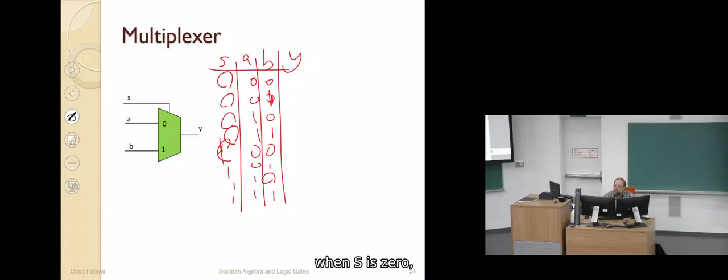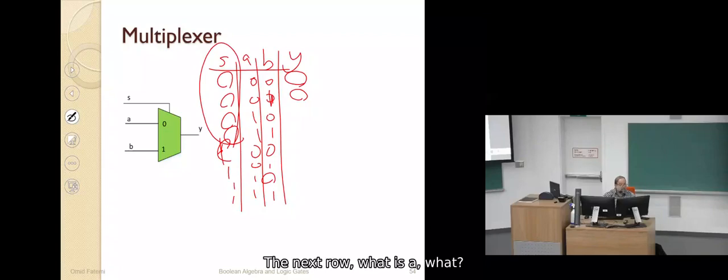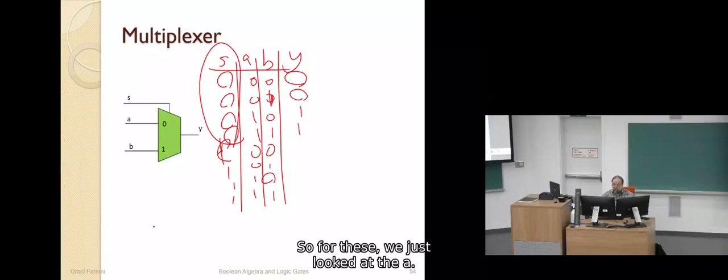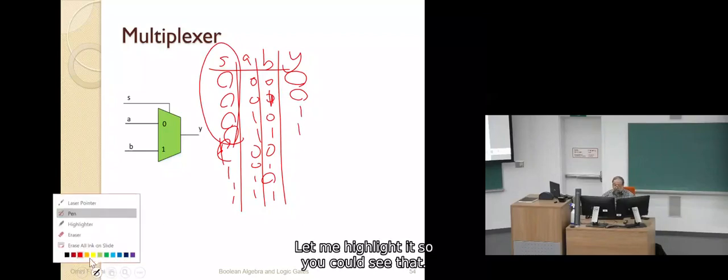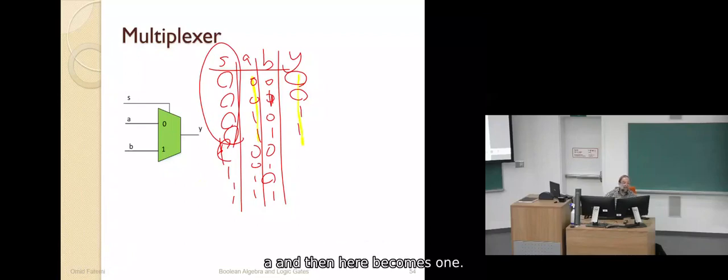As I told you, when S is 0, then Y becomes A. So what would be Y here at the first row? What is A? 0. So Y is 0. The next row, what is A? 1. So Y is 1. For this, we just looked at A. Let me highlight it so you can see that. For the first 4 rows, we just looked at A because Y gets A.